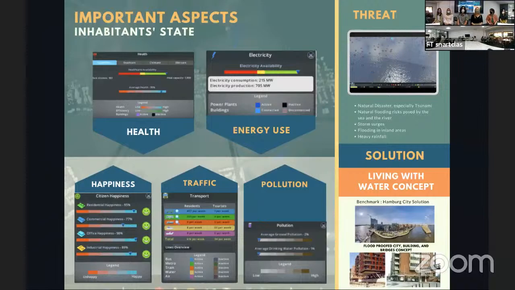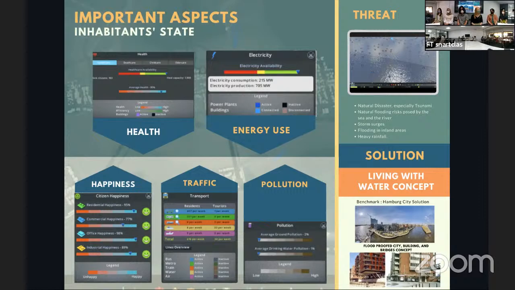Okay, so as we chose a waterfront city for our concept, even though there are many potentials and benefits, we also realize that there is a threat for our city, as it is surrounded by water and water is our main resource. There are also a lot of water natural disasters such as tsunami and natural flooding from the sea and the river, storm surges, flooding in inland areas, heavy rainfall, and even climate change can be a threat for our city.